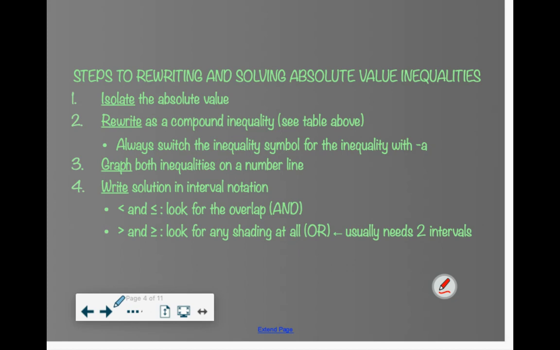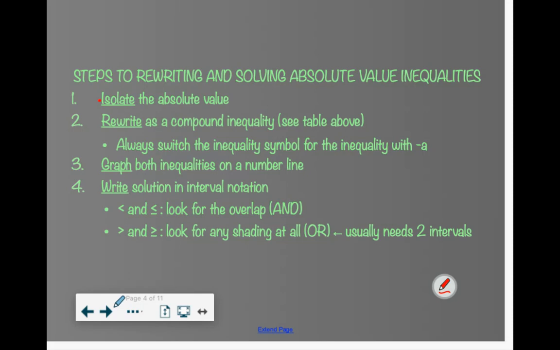Okay, so here are just some steps. I know these are on your papers too. I just wanted to go over them. First thing is isolate the absolute value. Get it by itself, always, because you might have to multiply or divide by a negative, so you don't want to start doing any of the other steps until that's done.